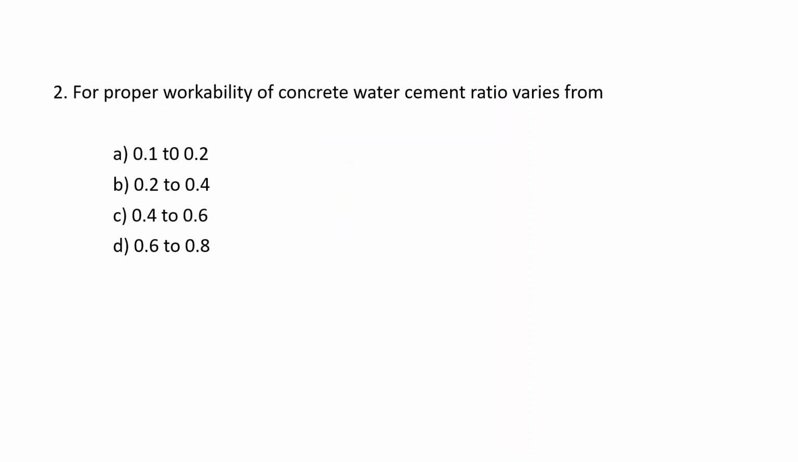Our next question, for proper workability of concrete, water cement ratio varies from: first option 0.1 to 0.2, second 0.2 to 0.4, third 0.4 to 0.6, and D 0.6 to 0.8. Okay, in order to get a workable concrete, water cement ratio plays an important role. To get a proper workability of concrete, we usually take a range from 0.4 to 0.6. This is the water cement ratio we use to get a proper workable concrete. So our answer is option C.